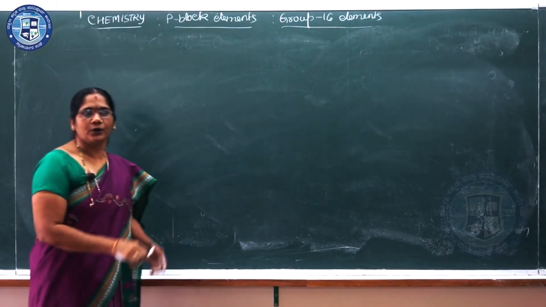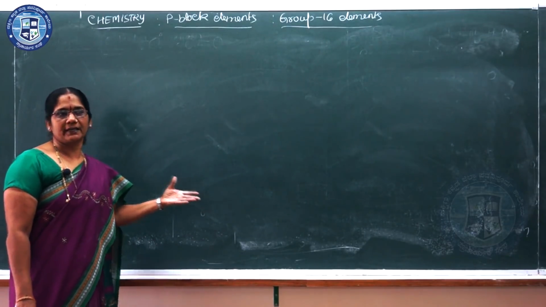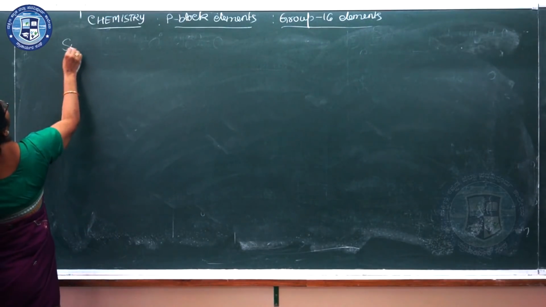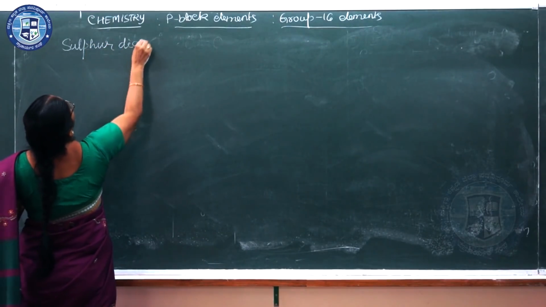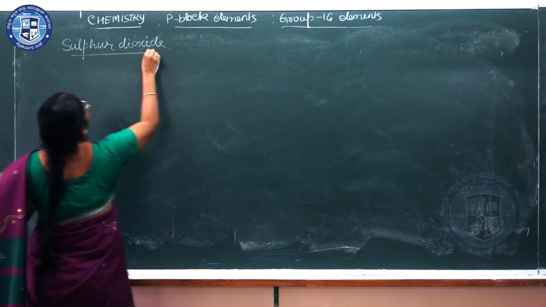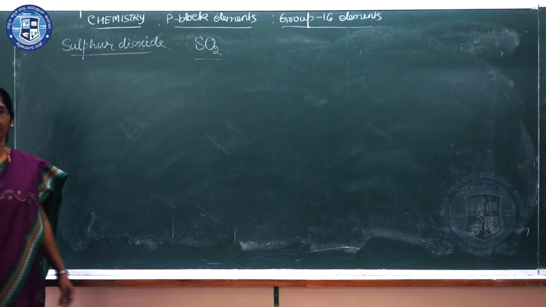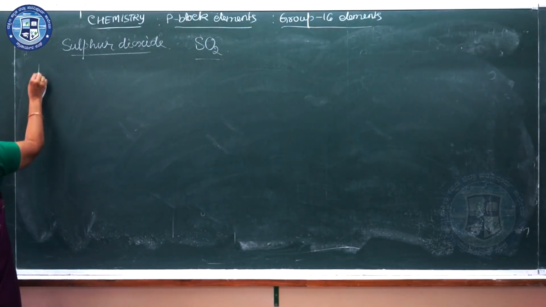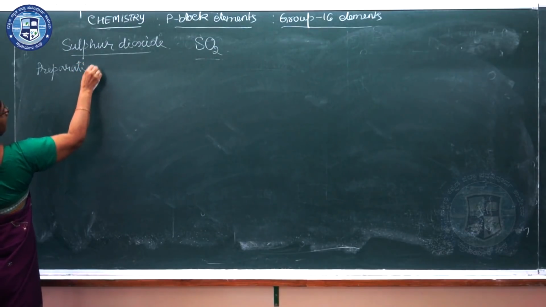Next we will move on to another concept here, the preparation, properties and uses of sulfur dioxide. Sulfur dioxide is an important compound of sulfur. So first we will see some of the preparation methods.